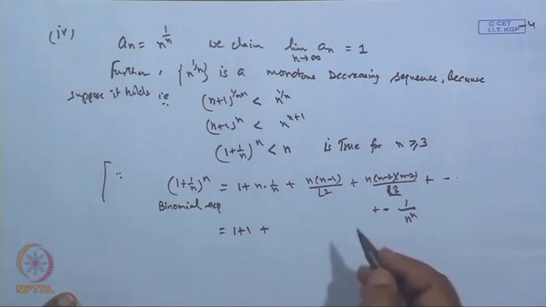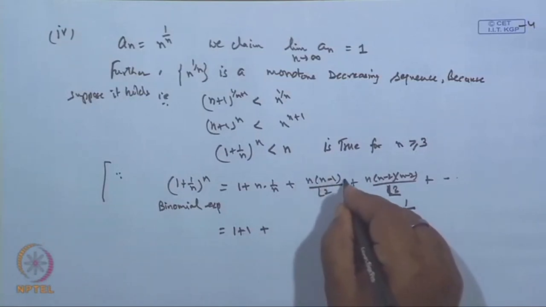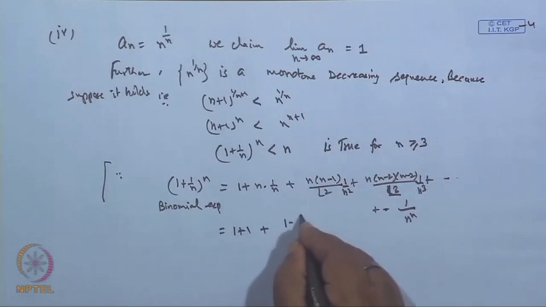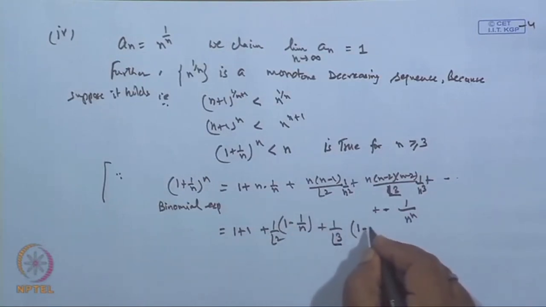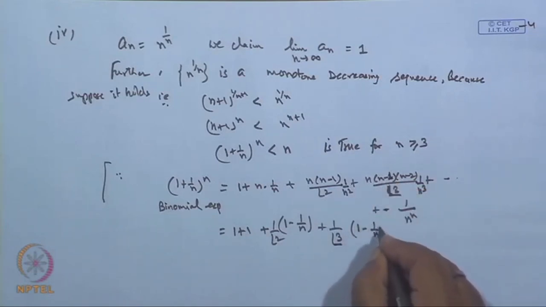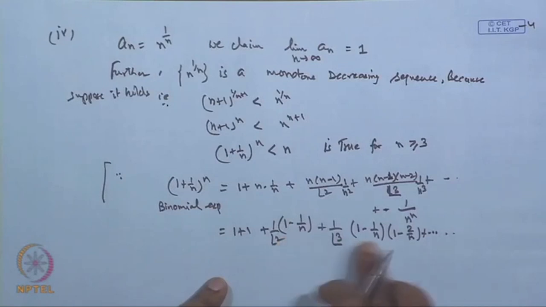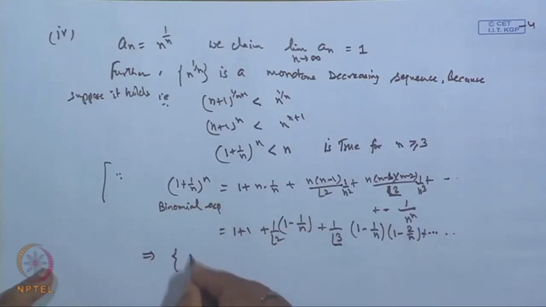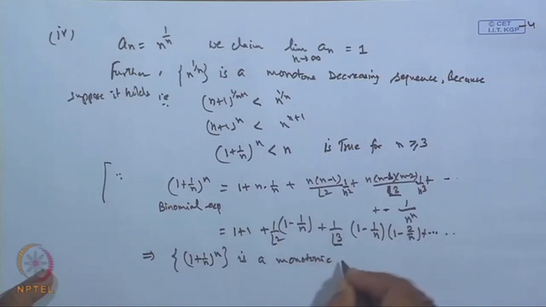Now, this will be equal to 1 plus 1 plus n(n minus 1) over factorial 2 into 1 by n square, then 1 by n cube, and so on. So n gets cancelled, and we get 1 minus 1 by n over factorial 2, then over factorial 3, (1 minus 1 by n)(1 minus 2 by n), and so on, up to the last term. Now, you see, each term is positive. So the sequence (1 plus 1 by n) to the power n is a monotonic increasing sequence.